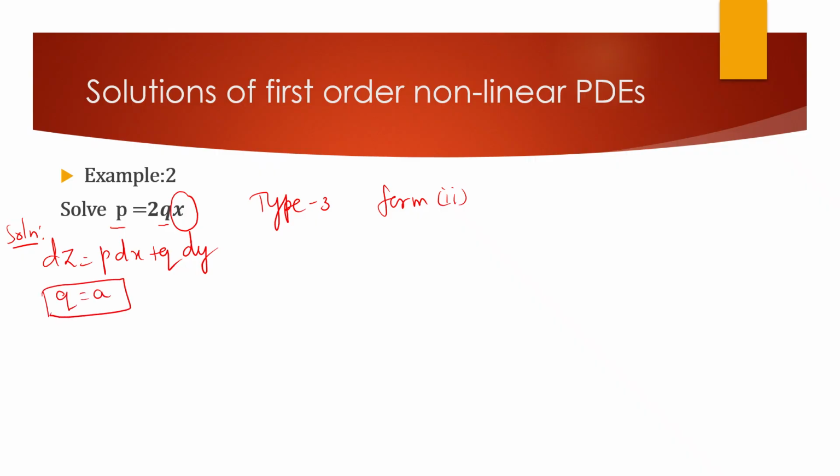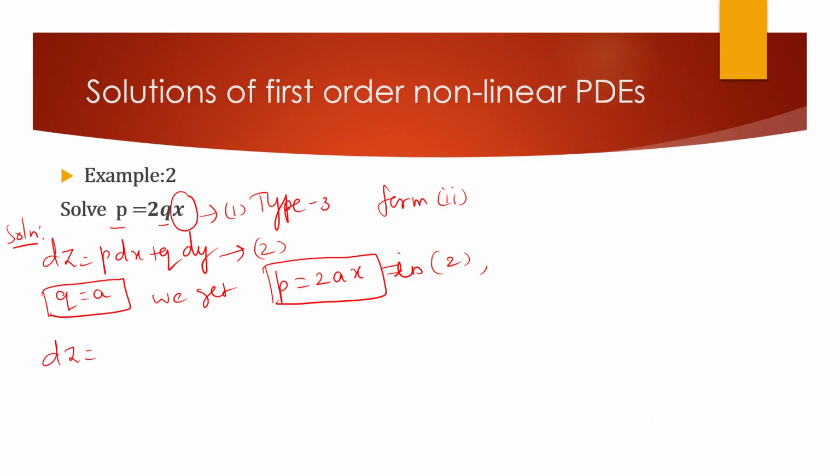If we take q is equal to a in the given equation and solve for p, that is, if we substitute q is equal to a in the given equation, we get p is equal to 2ax. This is what our p. Now we can replace p and q in 2. So dz is obtained as 2ax dx plus a into dy. Now on integration we get the complete solution.